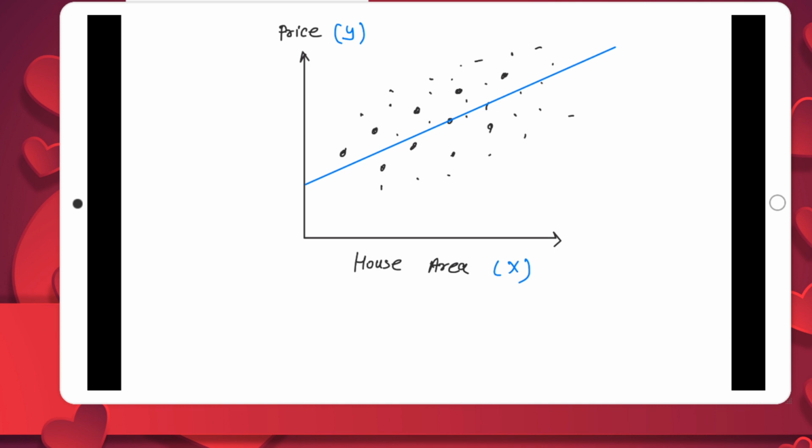All right, so what we get here is a function, let's say f(x), a function f(x) is equal to w0 plus w1 into x. So w0 plus w1 into x, this is the intercept.